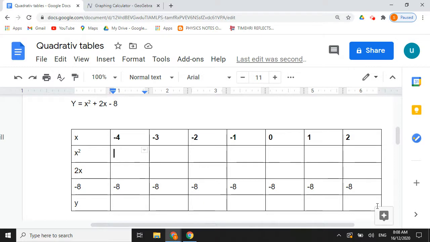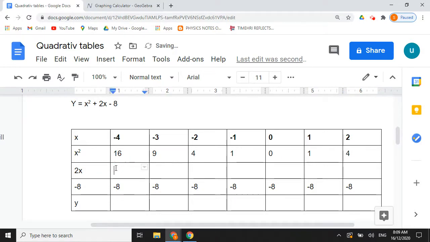So x squared just means that we're going to multiply x by itself. The first one is 4 by 4, we get 16. Minus 3 times minus 3, that's 9, minus 2 times minus 2, that's 4, negative 1 times negative 1 is 1, we know that anything times 0 is 0, 1 times 1 is 1, and 2 times 2 is 4.